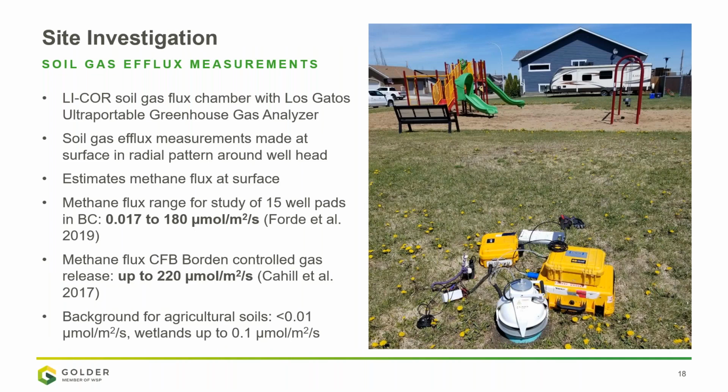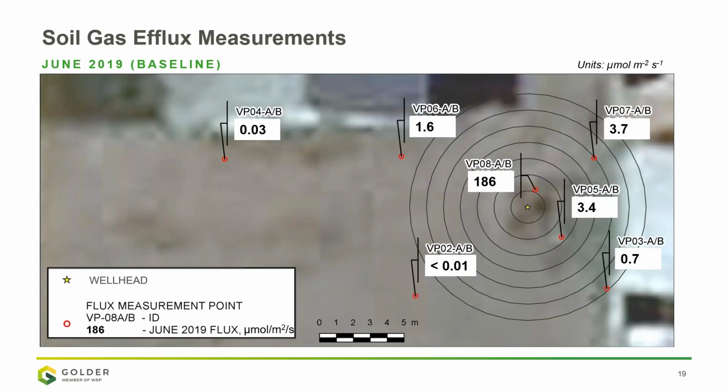We also measured the efflux of methane emitting from the ground surface in several locations around the site using a flux chamber. Just for context, there's been some research at sites in British Columbia and Ontario on this topic, and using essentially the exact same method, they've found a range of efflux for methane up to about 200 micromoles per square meter per second. We saw a very similar distribution at this well site, up to 186 micromoles of methane per square meter per second emitting from the ground surface.